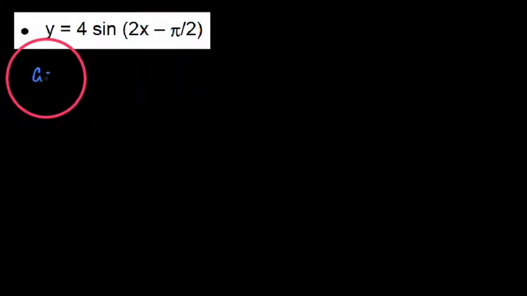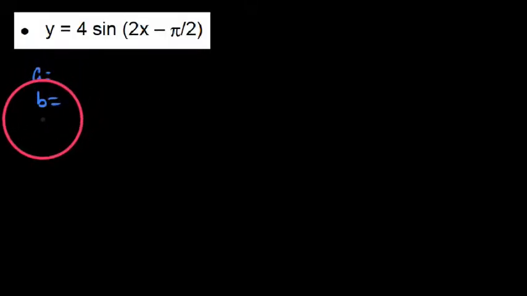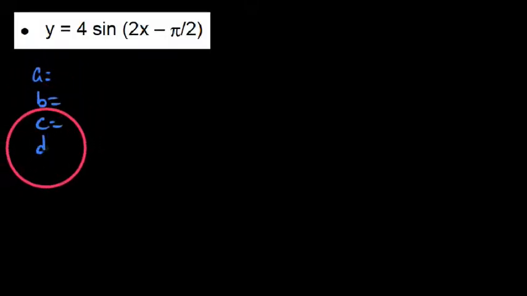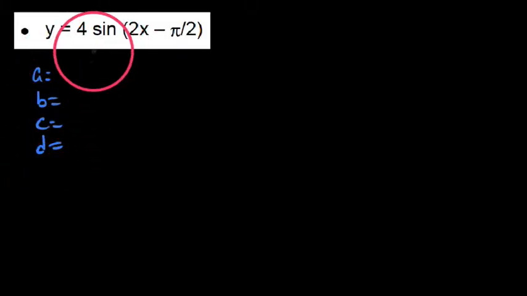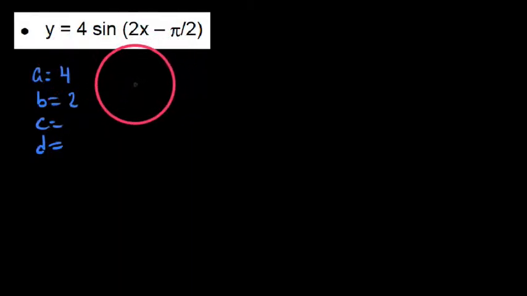We want to identify the values of A, B, C, and D within the function here. So go ahead and look above. Notice that our A value is this 4 right here. Our B value, this coefficient of x, 2, tells us that our graph's going to go through 2 cycles in a normal 2 pi period.